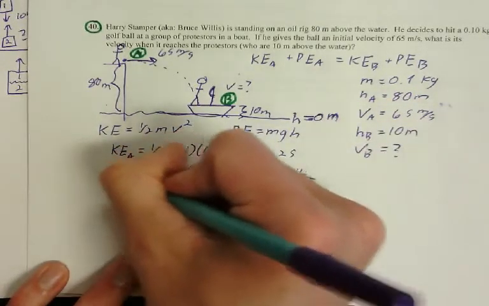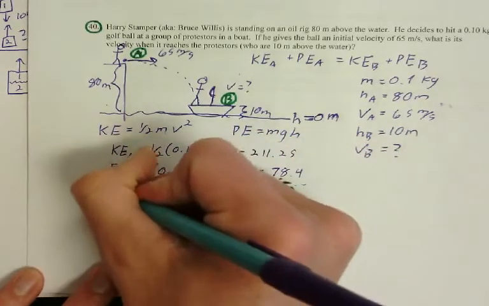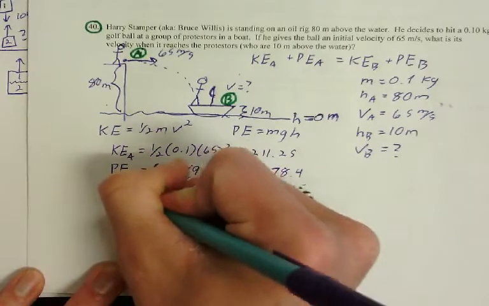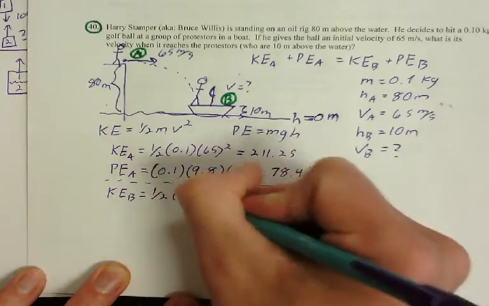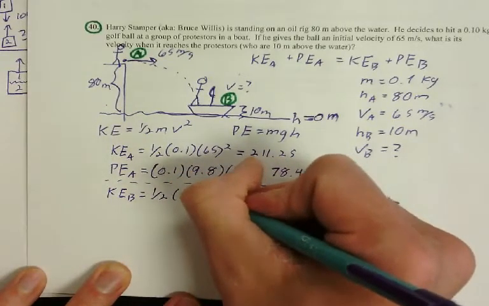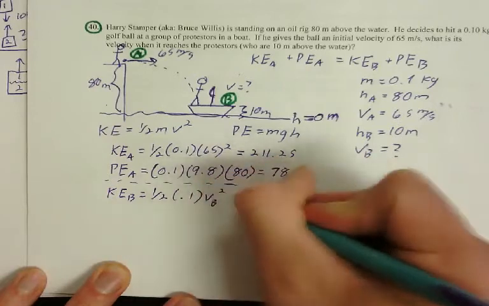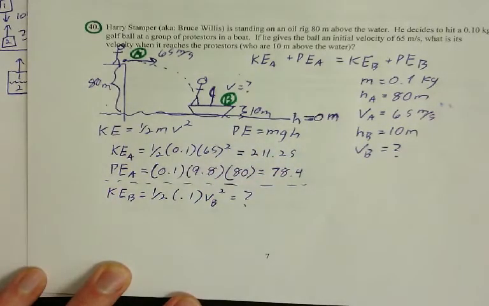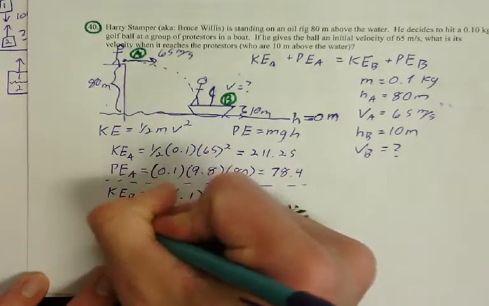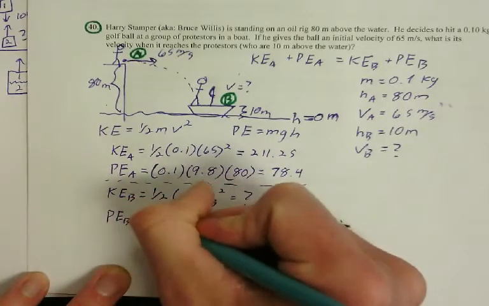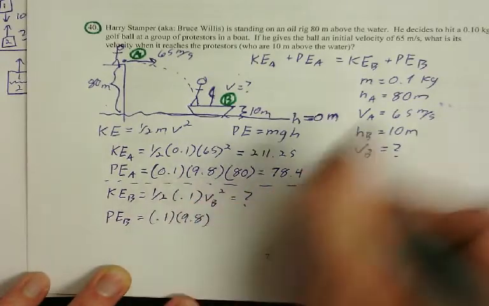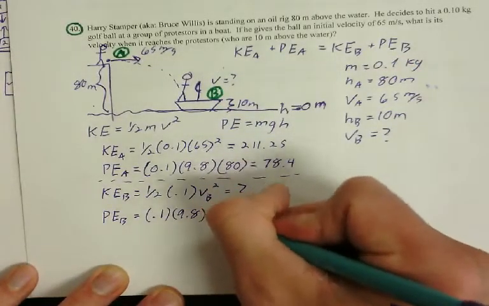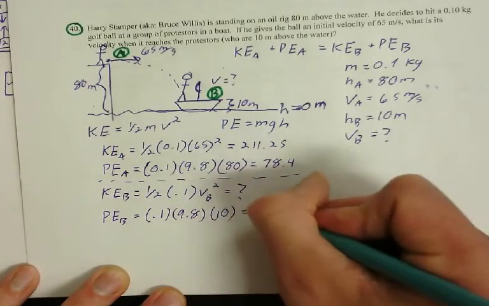All right, then I need to find all those values for B. So the kinetic energy at B, that's 1/2 mv squared, so 1/2 times 0.1 times the velocity squared, but I don't know what the velocity at B is. So I'm just going to say question mark here, or X, or whatever you want to do. Okay, and then the potential at B, mgh, so 0.1 times 9.8 times the height, which, height above the water for the boat, is 10. And that's going to be 9.8.